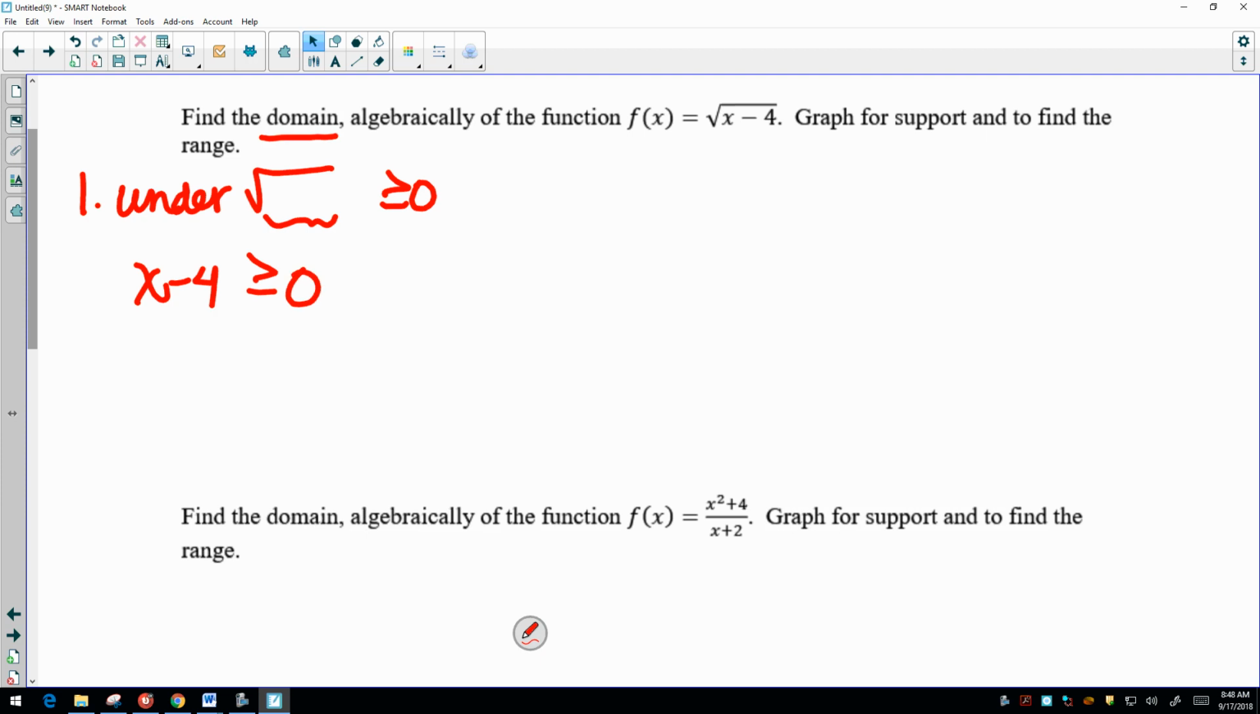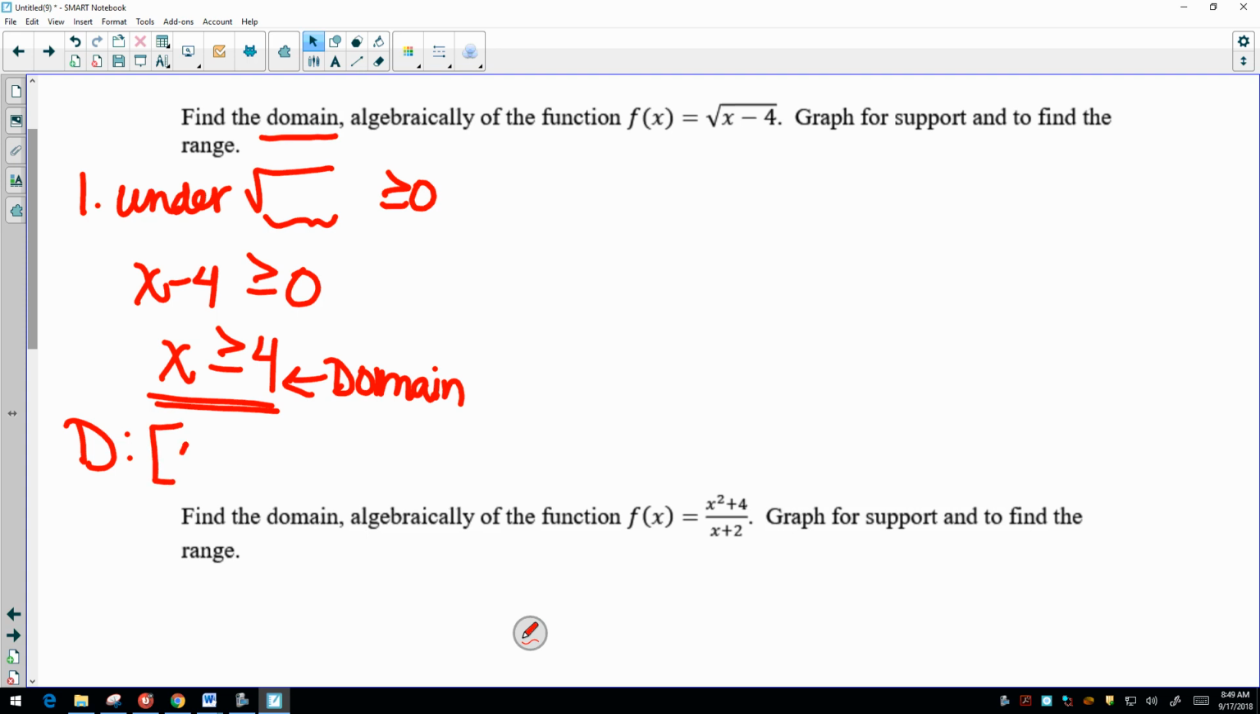So I want to solve this, and if I add 4 to each side, I would see that x has to be greater than or equal to 4. This right here, that's your domain. You have now found your domain. So if we were to write that in bracketed notation, because I have that equal to, your domain would have a hard bracket at 4, because that's going to include 4, and then it would go all the way out to infinity. Now I'm going to put a soft bracket or a parenthesis at infinity. You'll always have soft brackets there. That's not one value.